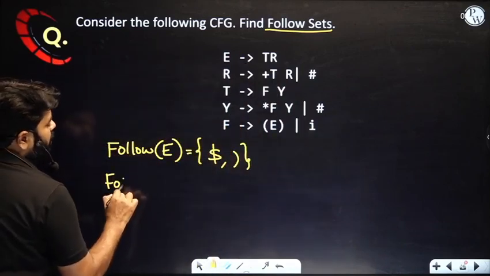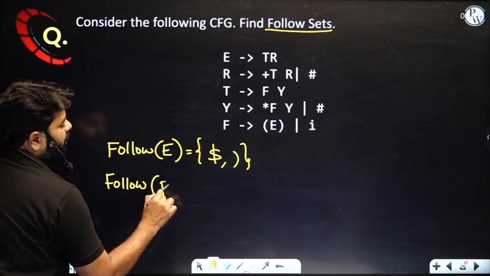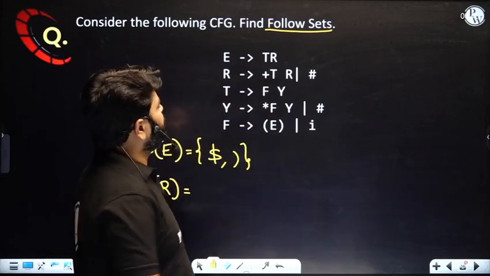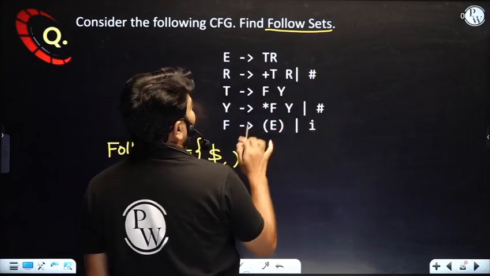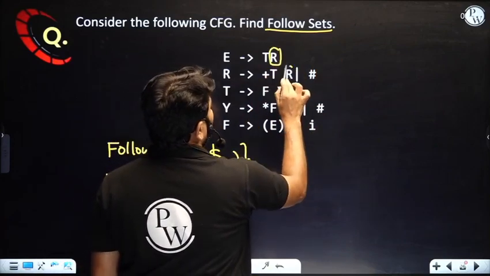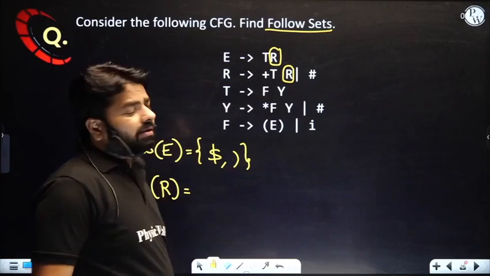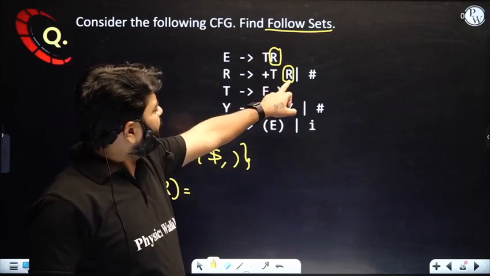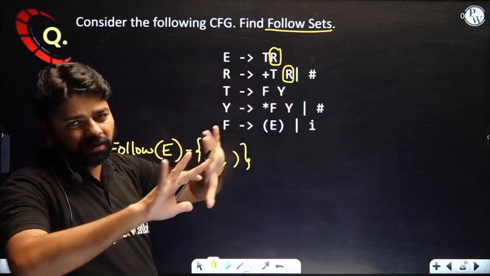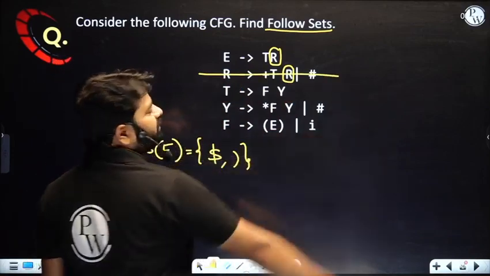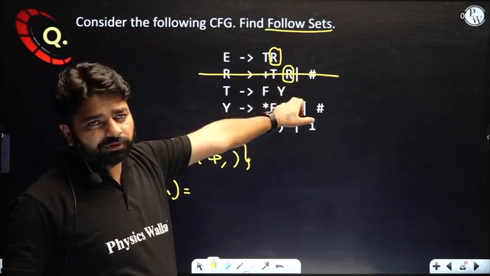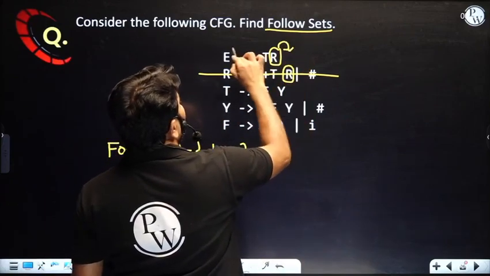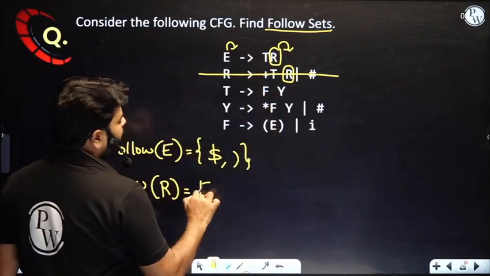Next, follow of, let's say, R. Now onwards, you should look at all the productions. Where is the R here? There is one place, and there is another place. One thing is easy to discuss: this R again depends on R, so you can ignore that. We don't compute that. But for this R, follow of R, we don't have anything after it, which means follow of E. But follow of E is already computed.